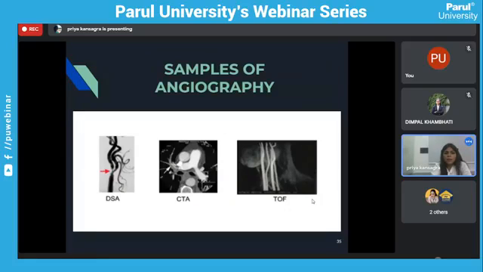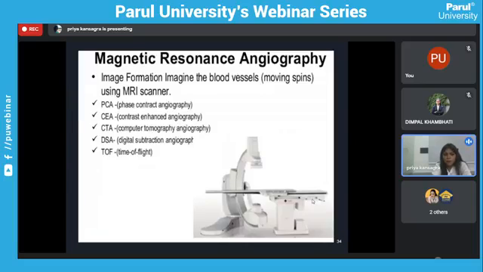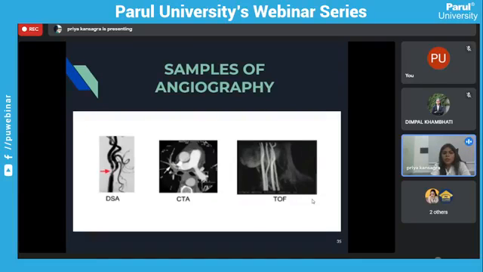You can see this is DSA, digital subtraction angiography. Then we have CT angiography, and then TOF angiography. All three are performed on different parts of our body, and all three are about blood vessels. Some are having tissue, some are having vein. All three are different angiography processes.